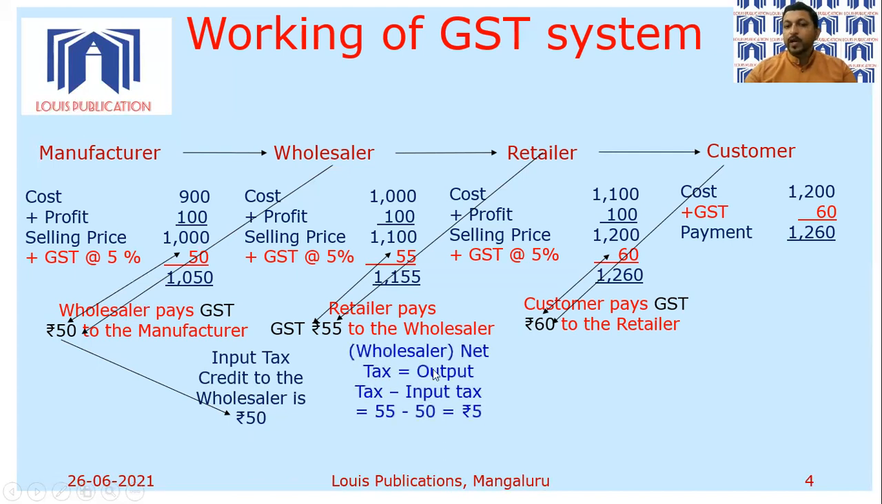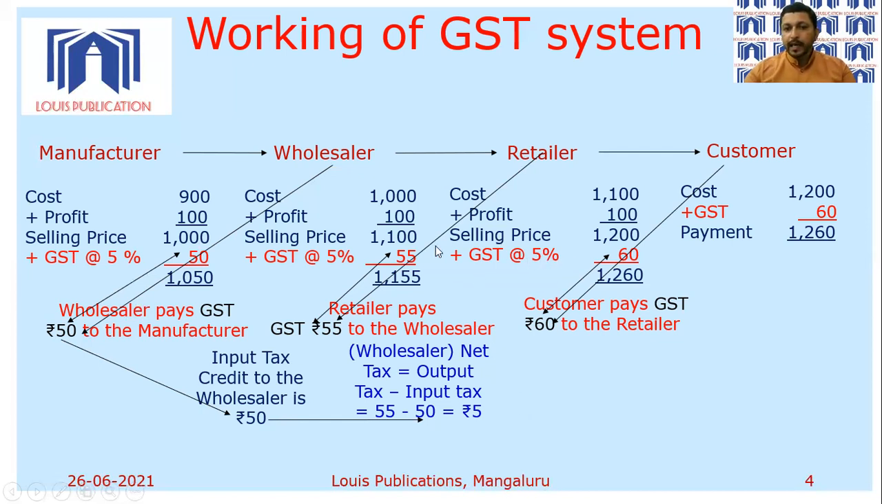Now, let's calculate his net tax. So net tax from the wholesaler's point of view is output tax minus input tax. Output tax is rupees 55, which we have it here. And input tax is rupees 50, which he has already paid. So 5 rupees is the amount that the wholesaler is called upon to pay to the government. We will discuss it further.